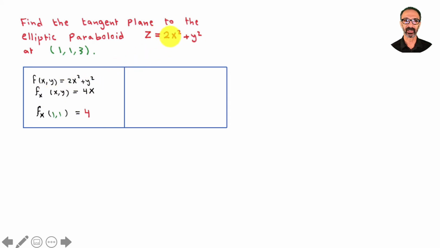This will be 4x. This will be 0, as you could see. Plug in 1 for x and you get 4. The first derivative with respect to y, this will be 2y. This will go to 0. You have 2y, plug in 1 for y, and you get 2. Now I have the slopes.